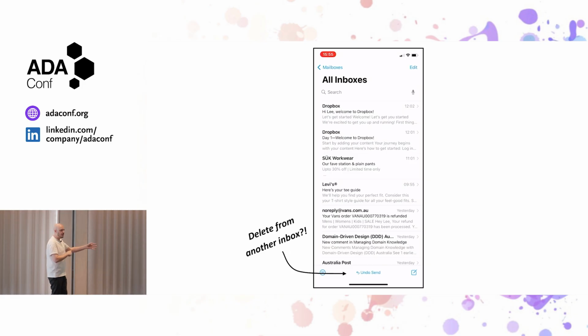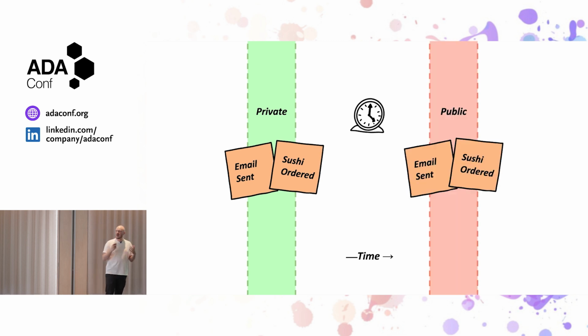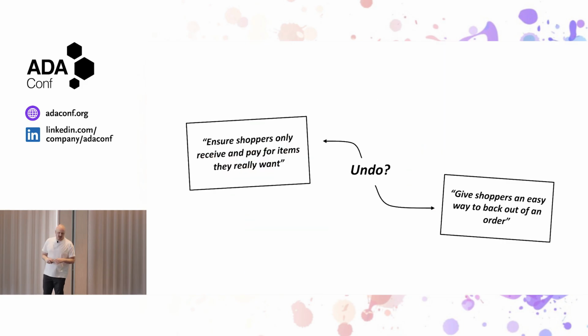Are we going out to other people's inboxes and deleting things? Well, obviously we can't be doing that. So how these things work is that the system is telling me that these events have happened, but it's only after a safe period of time that the rest of the world, other systems and services, get to find out about this. So maybe we can use this same sort of technique back in our e-commerce hypothetical.